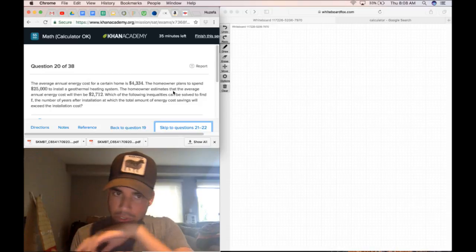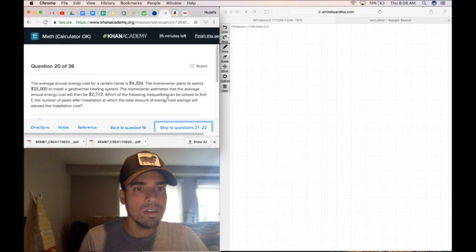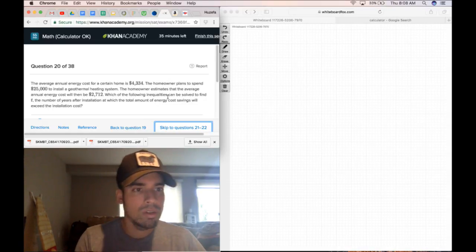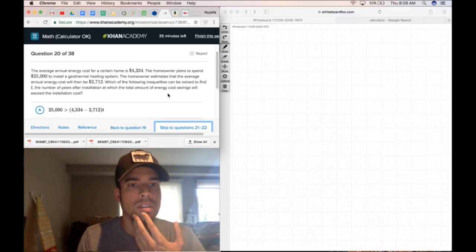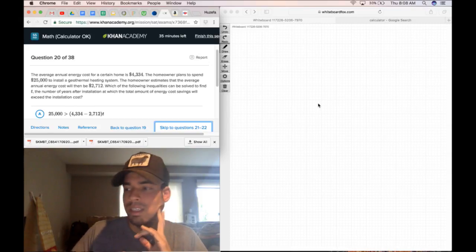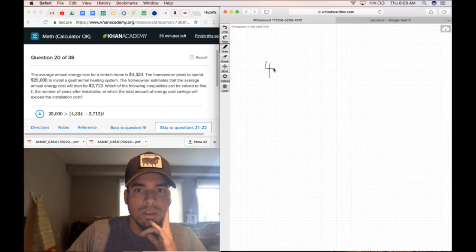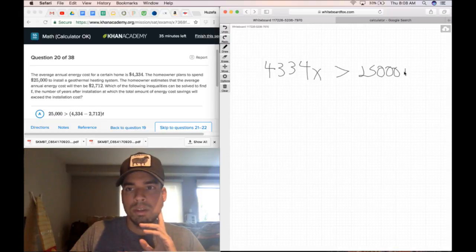The average annual energy cost for a certain home is that. The homeowner plans to spend $25,000 to install that. The homeowner estimates that the average annual cost will then be lower. Which of the following inequalities could be used to find T, the number of years after installation in which the total amount of energy cost savings will exceed the installation cost? So it's like 4,334 times x. When will this be greater than 25,000 plus 2712 times something like this?